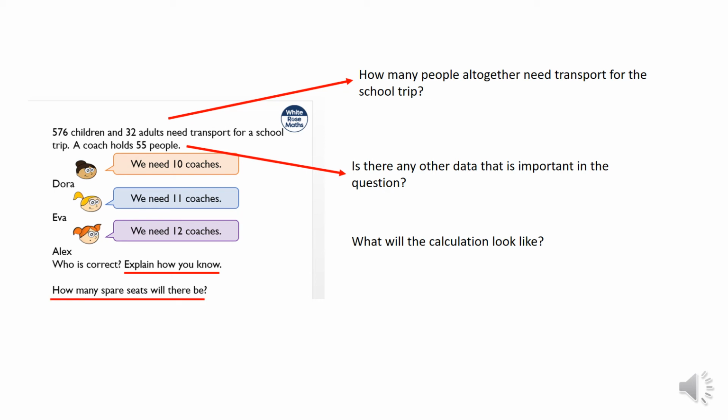Then we've got another calculation to do here. How many spare seats will there be? If, for example, you decide that we need 12 coaches, how many seats is that altogether? One coach will hold 55 people. So how many people will be able to fit on 12 coaches? Do you remember you worked out in the beginning how many people there were altogether? You should be able to find out how many seats will be left over. There's quite a lot to that problem, so do take your time doing it, okay?